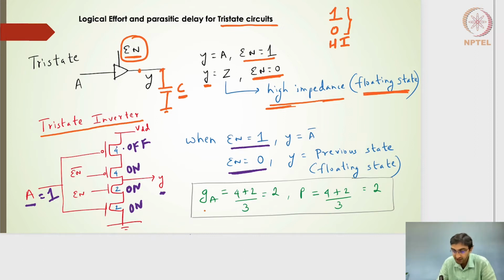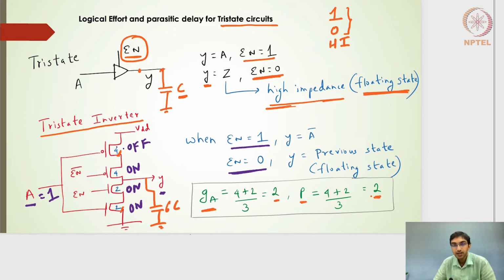So my logical effort for the input A is this particular size 4 and this particular size 2 divided by 3. So that will be 6 divided by 3, which is 2. For the normalized parasitic delay P value, it is whatever the capacitance in here is. The capacitance here comes from 4 and 2, so 6C capacitance. So 4 plus 2 divided by 3, which is 2.